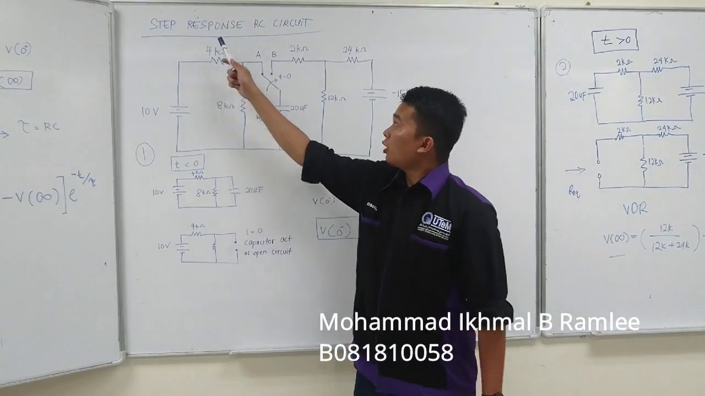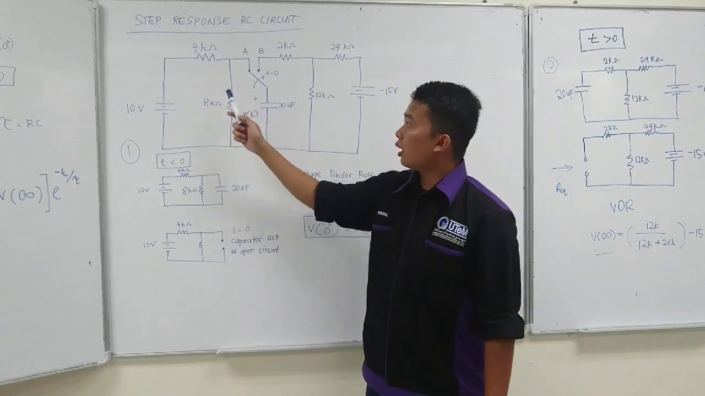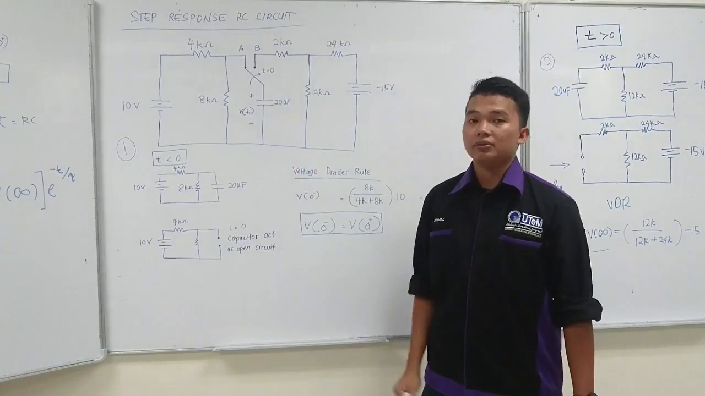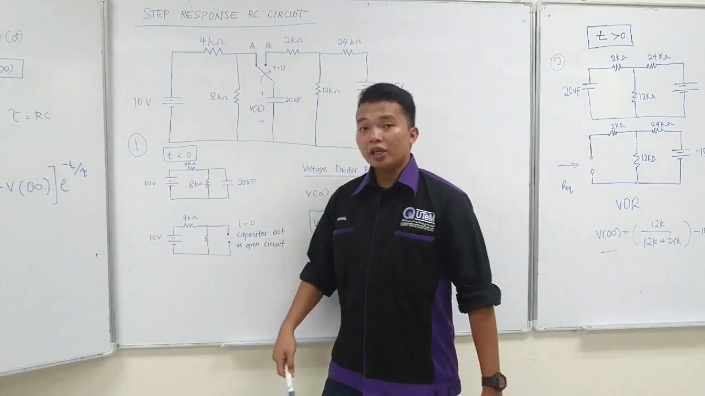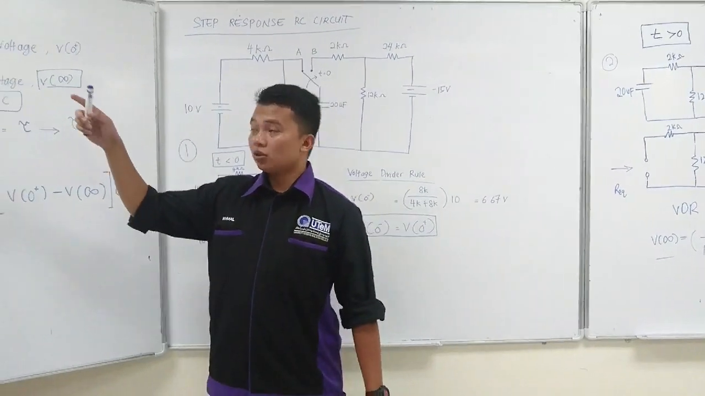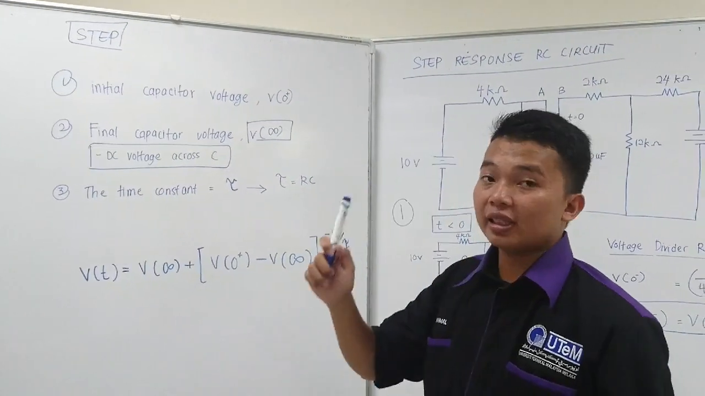The step response RC circuit. This is the circuit which includes a resistor and capacitor. Okay, I would like to share some information on how to find the step response of an RC circuit.